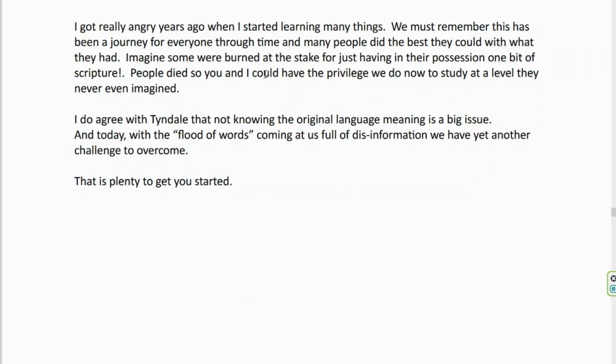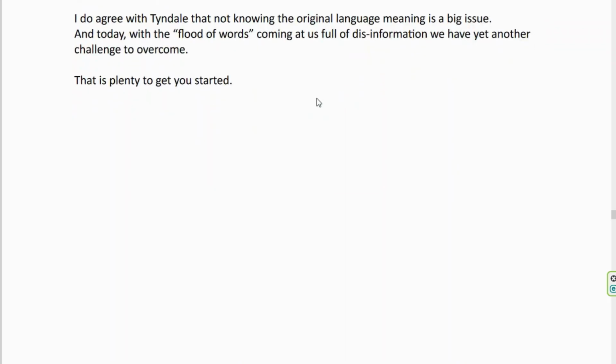But just imagine that some were burned at the stake for just having in their possession one bit of scripture, and people died. I had to remember people died so that I could have the privilege of what I'm doing right now. I'm studying at a level they never imagined you could study. So I do agree with Tyndale that not knowing the original language is a big issue. And today, with the flood of words coming at us, full of disinformation all over the internet, we have yet another challenge to overcome. But I've given you some good things to chew on. I'm going to go to the next part.